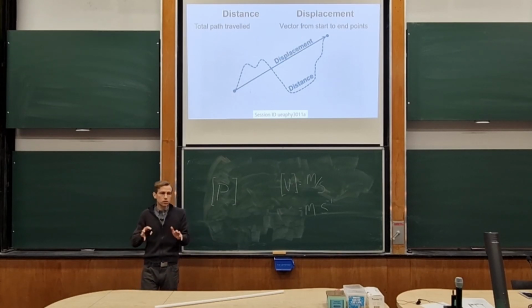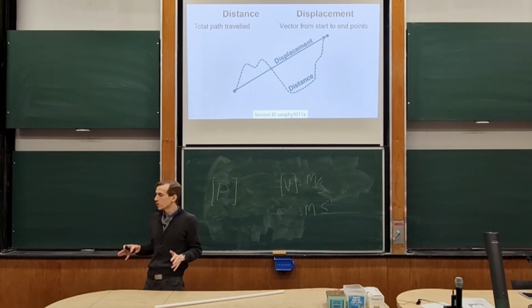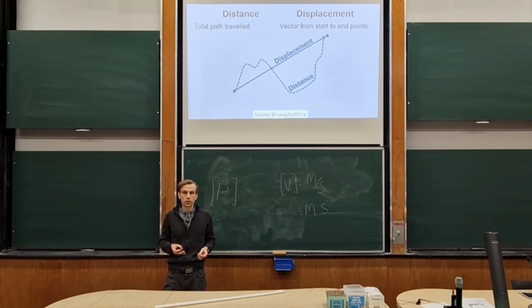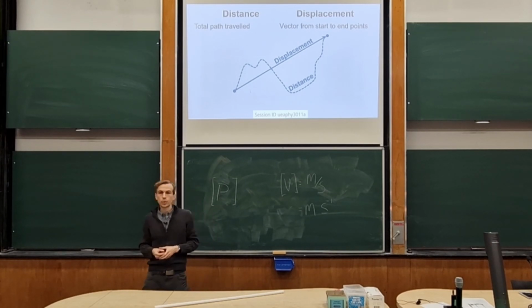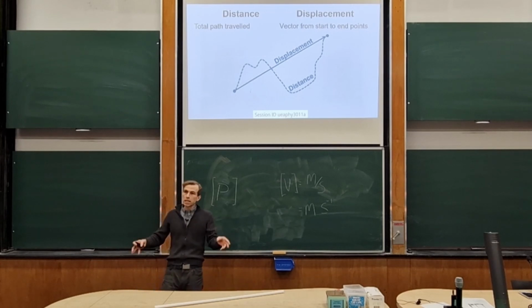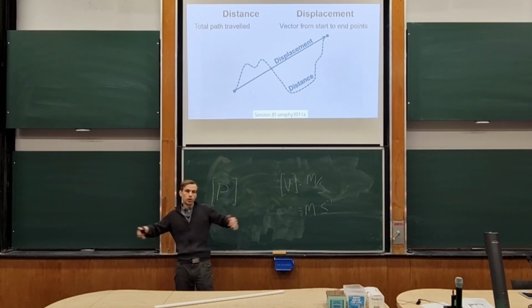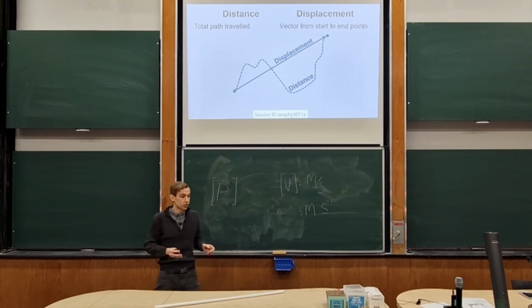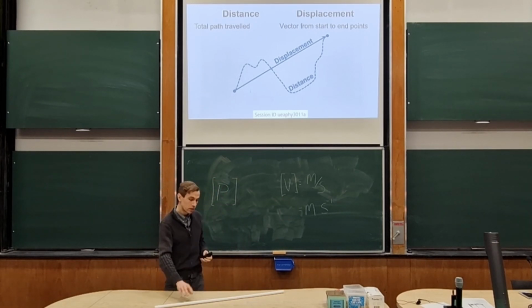So no nonsense, no messing about, no detours. It doesn't take the scenic route. It doesn't stop to take a look at anything on the way. Our displacement is just that straight path between our start and end points. Displacement has a magnitude, so how long that arrow is, and it also has a direction.